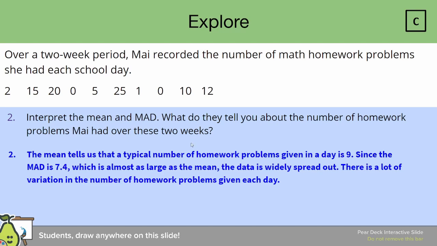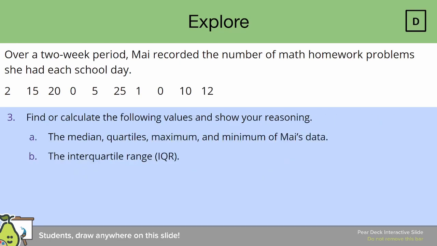If you're wondering if this is true or not, we can actually see by looking at the data that is presented to us. We can see that some days she had only 2 math homework problems, and other days she had 15 math homework problems. There are days where she got none, and there are days where she got 25. So there is a significant distance between all of these values, and that's why we say that there is a lot of variation. There's a lot of different numbers here. All right, with that said, let's move on.